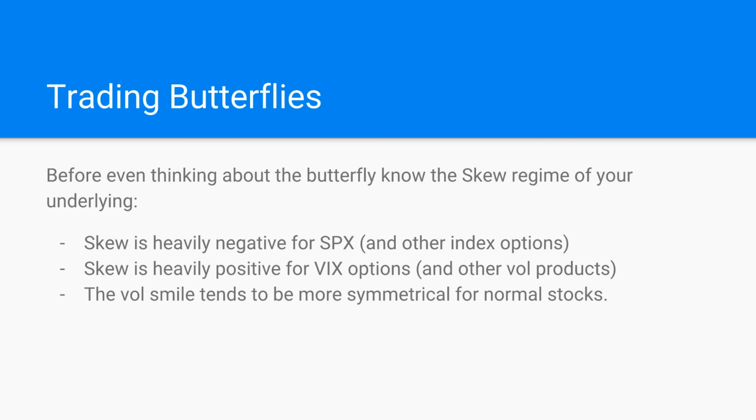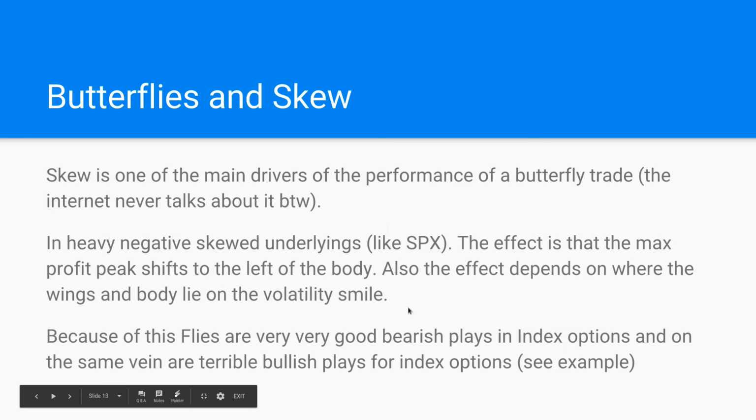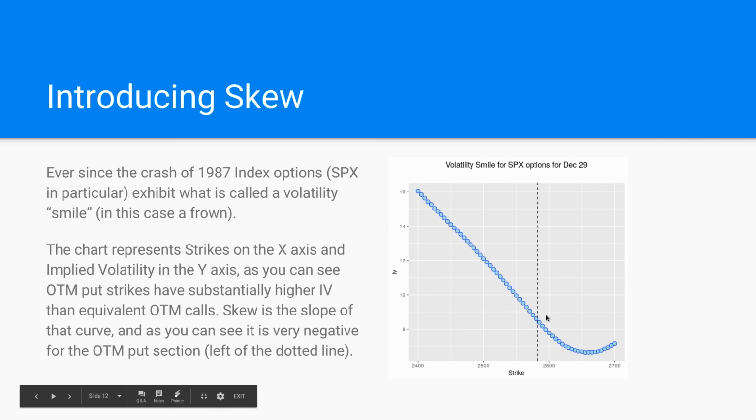So skew is heavily negative for SPX, and heavily positive for VIX options and other volatility products. So volatility products are the opposite. In volatility products, you have heavy positive skew to the right of the money, so the calls tend to be more expensive. The volatility smiles tend to be symmetrical for stocks. So in stocks, it's very symmetrical, like a real smile, whereas here it's more like a frown. In stocks, you will see a real smile, very symmetrical.